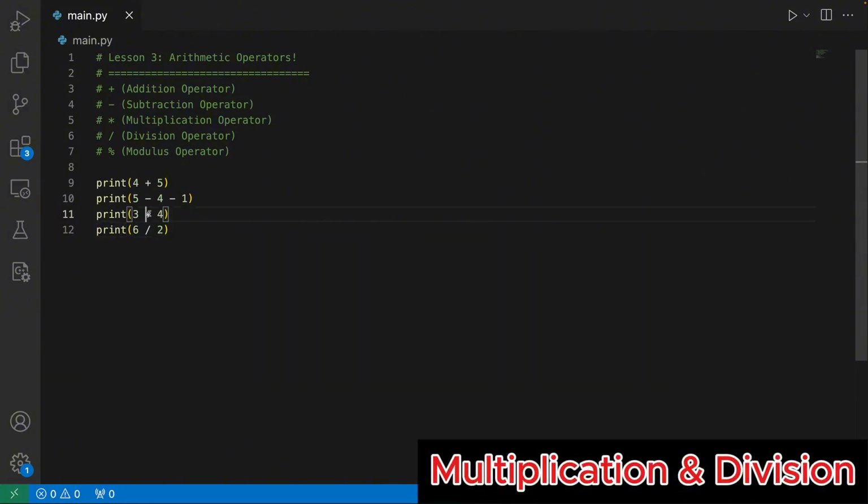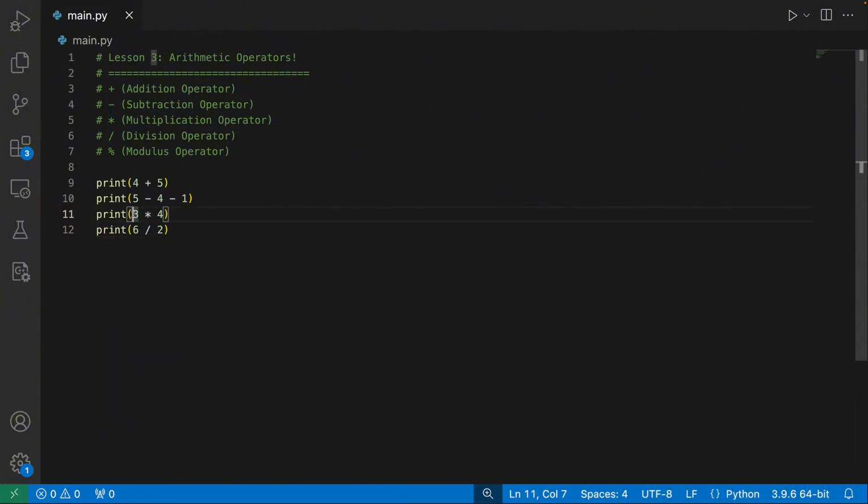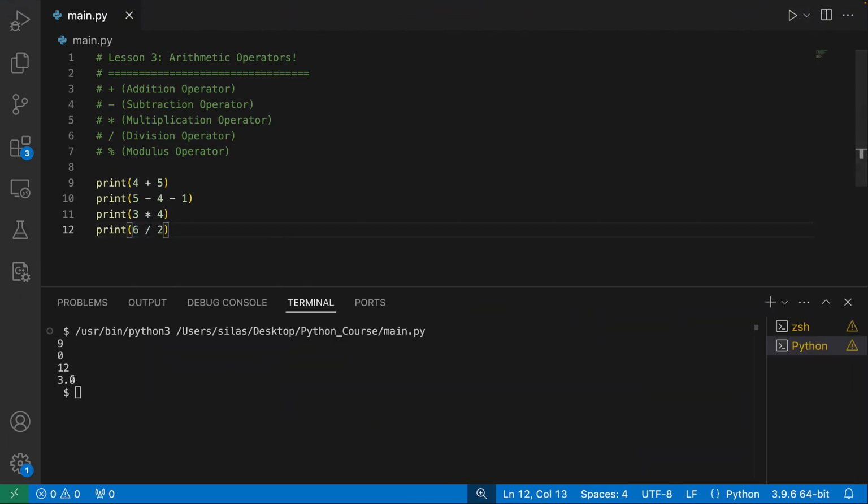So here I have my multiplication operator, and I also have my division operator. Right here we have an expression 3 times 4, and that should equal 12, and we have another expression here, 6 divided by 2, and that should be 3. Save, run, and we have 12 and we have 3. So these are the main operators that we are going to always use in Python.